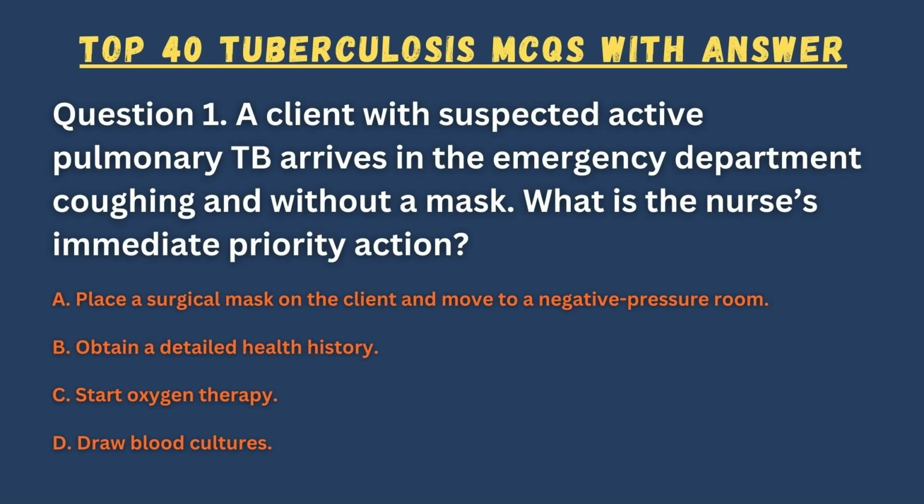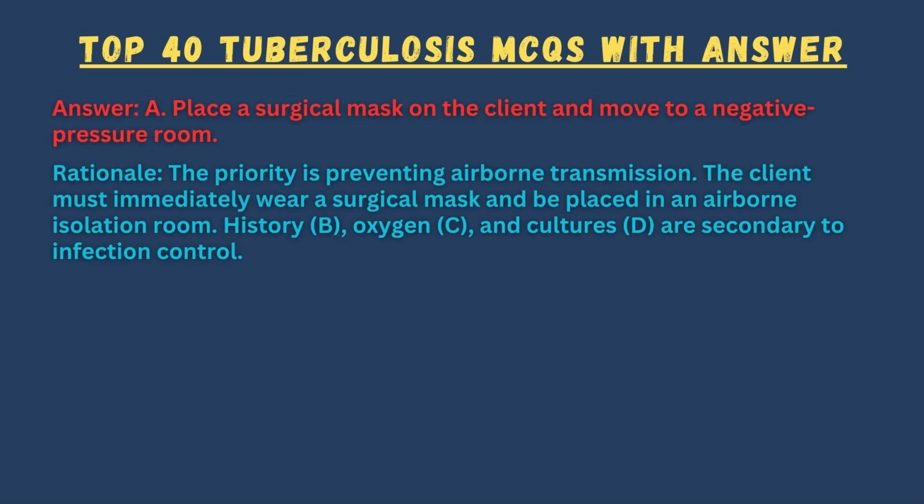Question 1. A client with suspected active pulmonary TB arrives in the emergency department coughing and without a mask. What is the nurse's immediate priority action? A. Place a surgical mask on the client and move to a negative pressure room. B. Obtain a detailed health history. C. Start oxygen therapy. D. Draw blood cultures. Answer: A. Place a surgical mask on the client and move to a negative pressure room.